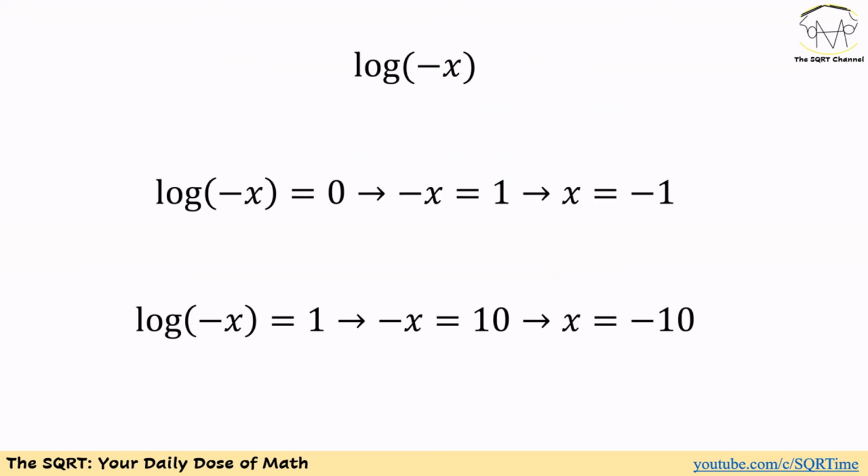Now we have log of negative x as 0, and we can say that negative x needs to be 1, so x is going to be negative 1. On the other hand, log of negative x is going to be 1, and negative x is going to be 10, and x is going to be negative 10. Both of these values are valid since we found that x needs to be less than or equal to negative 1. So this problem has two answers, negative 1 and negative 10. And that concludes our solution.